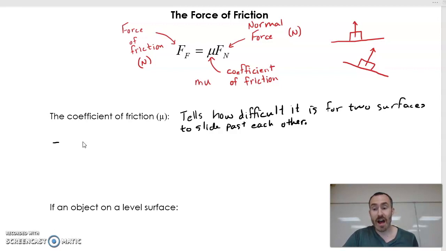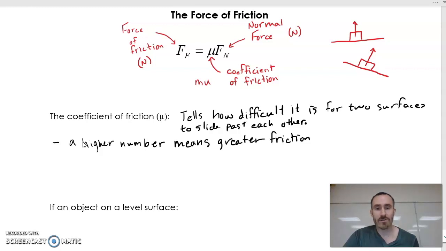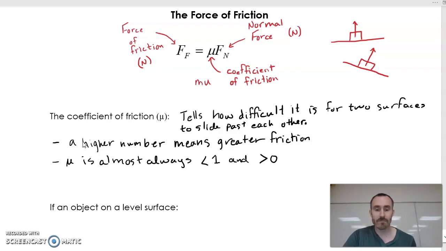So we just said that a higher number means greater friction. So 0.9 would mean that the two surfaces are much more difficult to slide past each other than 0.1. And the coefficient is almost always less than 1 and almost always greater than 0. It's never negative. It's almost always less than 1, and it's always greater than 0.